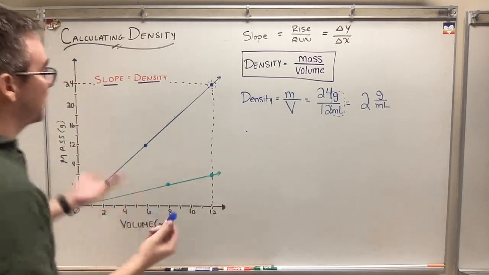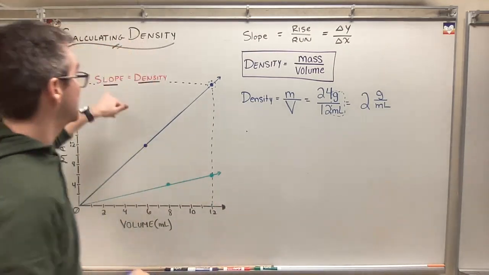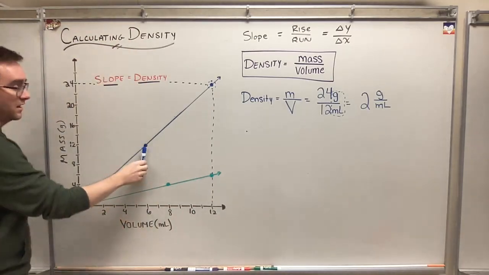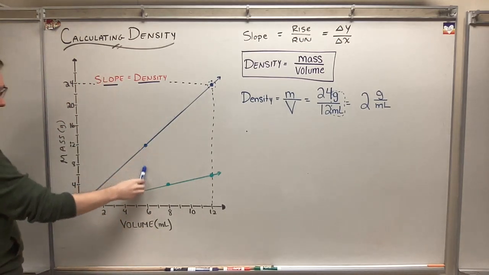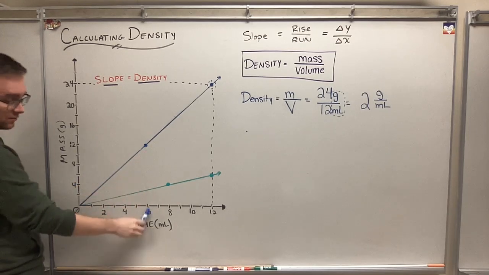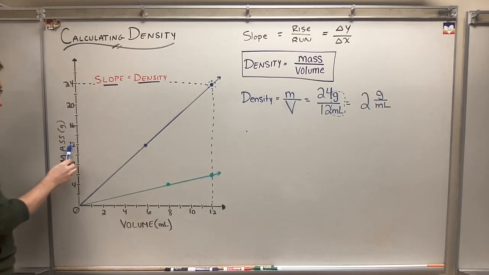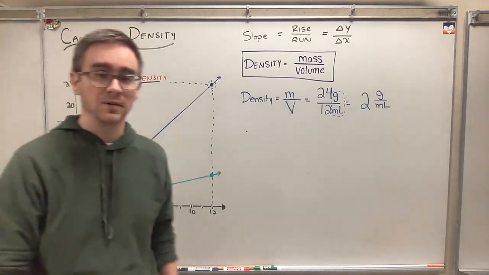We'll say, Mr. Richardson, what if I pick a different point on here? If it's a constant slope, or in this case, constant density, it should not matter. If I pick this point right here and I pick that mass divided by volume, if I cut this object in half and I'm now down from 12 to 6 milliliters, its mass is 12. 12 divided by 6 is also equal to 2 grams per milliliter.